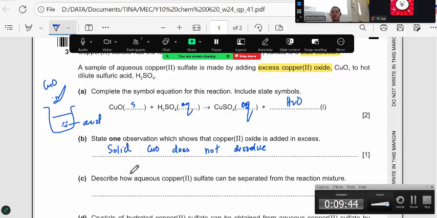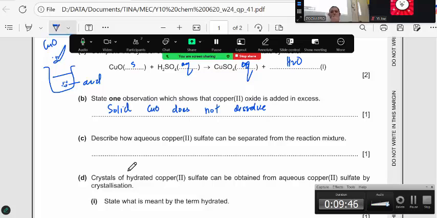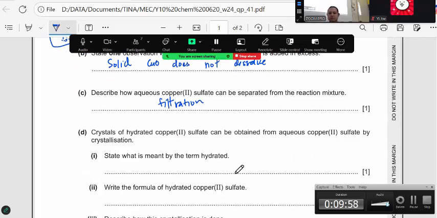Describe how aqueous copper(II) sulfate can be separated from the reaction. This one is filtration. You can say filtration or filtering.